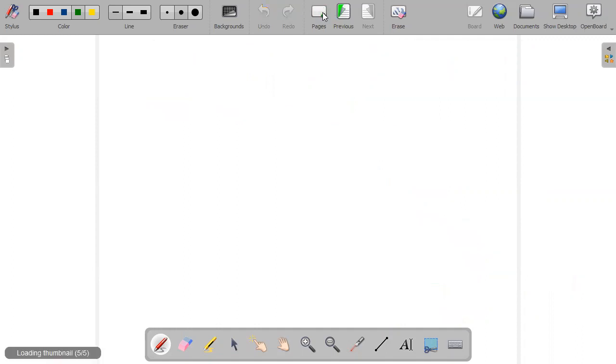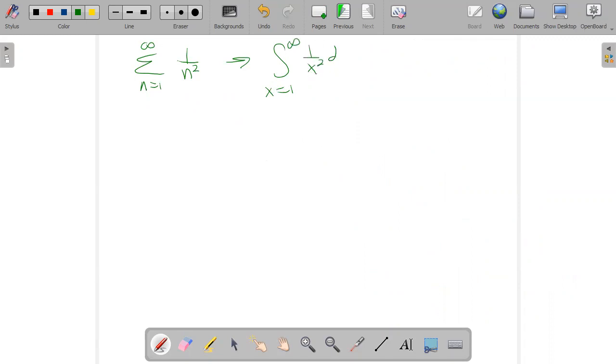All right, let's try another one. Consider the sum as n goes from 1 to infinity of 1 over n squared. We're going to pair that up with the integral as x goes from 1 to infinity of 1 over x squared, which, thinking about the power rule, we would rather write as x to the negative 2. Technically, I can't plug in infinity, it's a limit, so we're going to rewrite this as the limit as b goes to infinity, and we're going to have b as an endpoint up there.